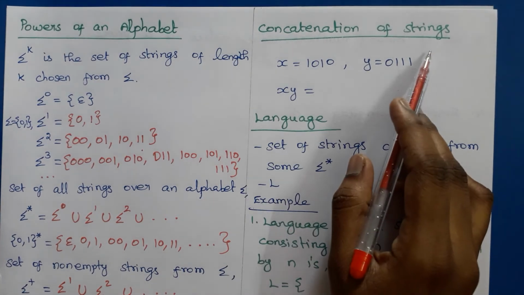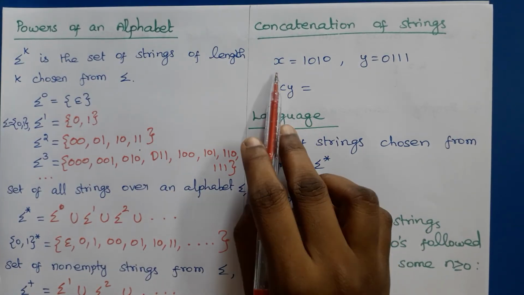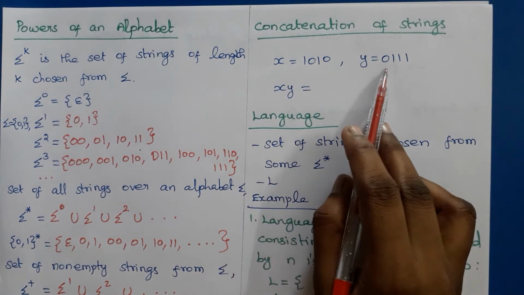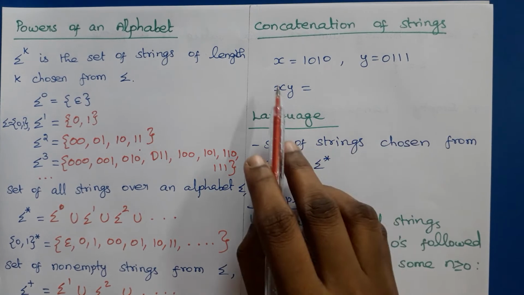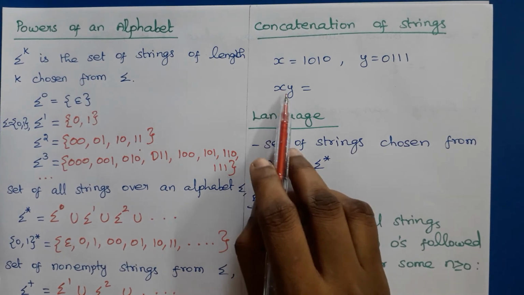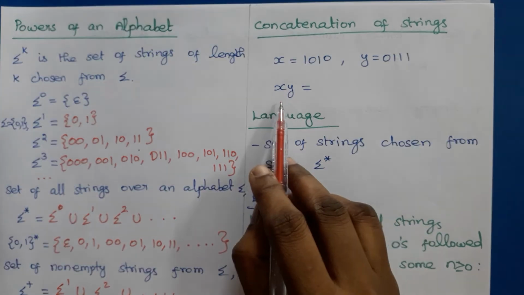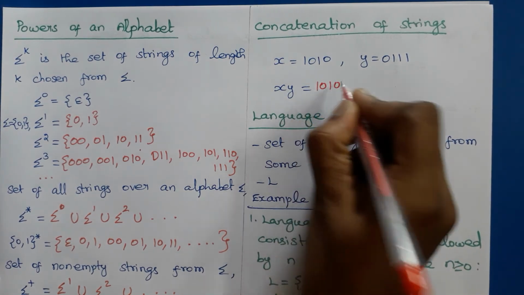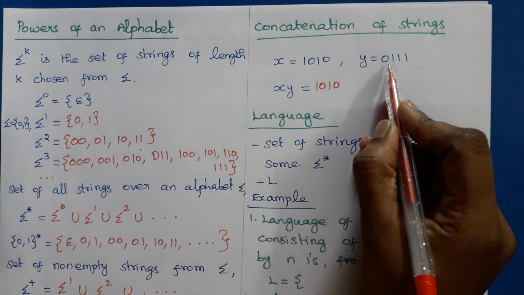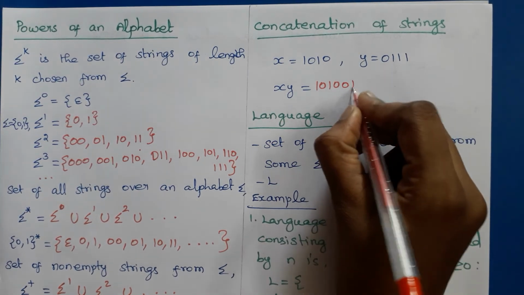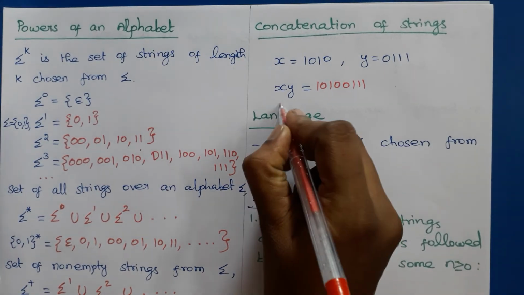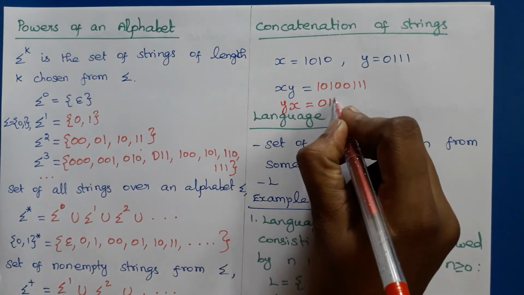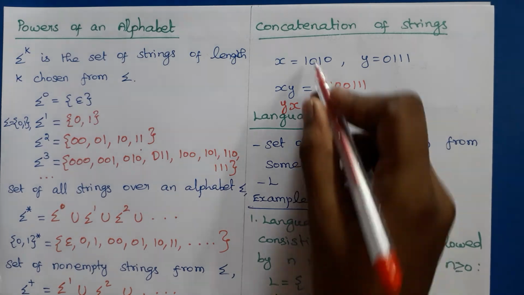Then concatenation of strings. Assume that x equals the binary string 1011 and y equals 0111. Concatenation of strings can be written as xy or x dot y. So this can be written by copying x first, followed by string y. So this is xy. Similarly, we can write yx. Yx means first we write all the symbols from y, then x.